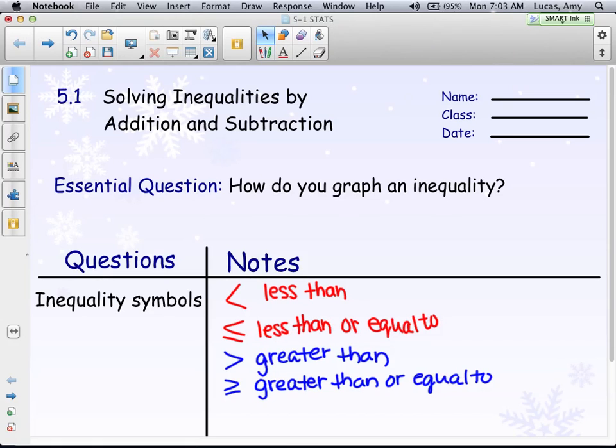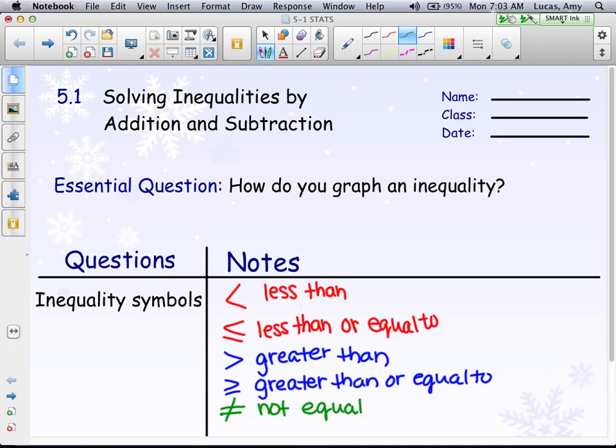And then one that we don't use all that often, but you should know, is just the not equal to. The not equal to symbol. So that would be when, like if x is not equal to 5, it could be anything else. It's just not 5. So that's an equal sign with a slash through it.